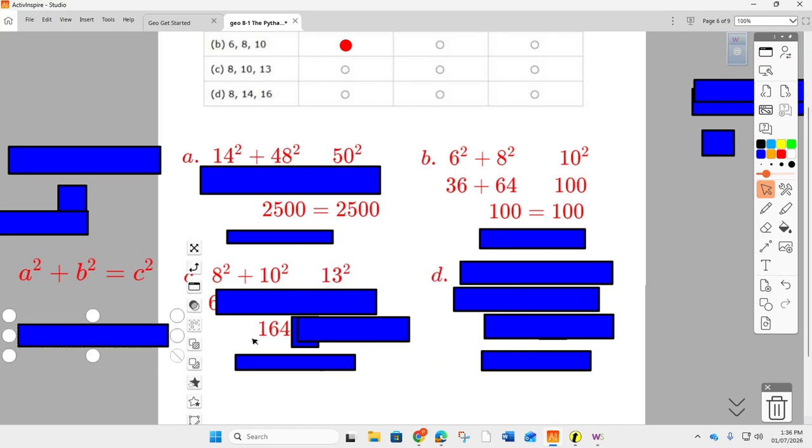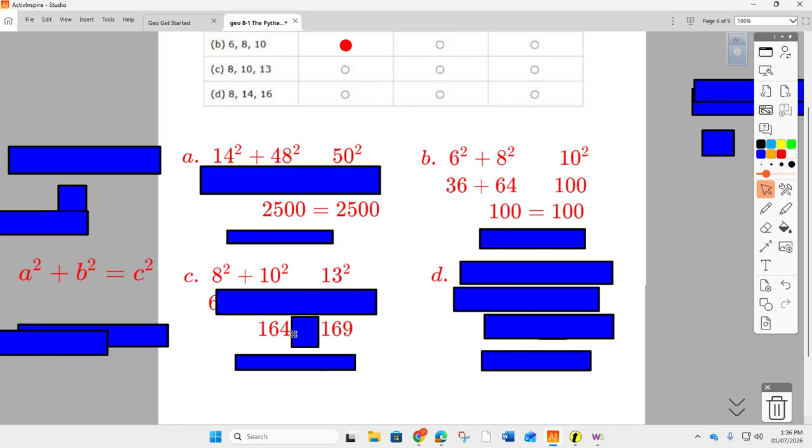Are they equal? Are they less than or greater than? Does less than or greater than go here? 164 less than or greater than 169? Less than. Right. So now we know this is not a right triangle. They didn't ask us this, but can you tell me, if it's not a right triangle, is it an acute or an obtuse triangle? Look at your notes. It would be obtuse.